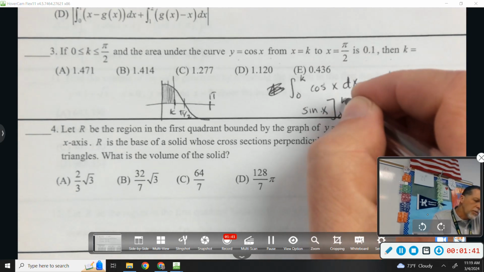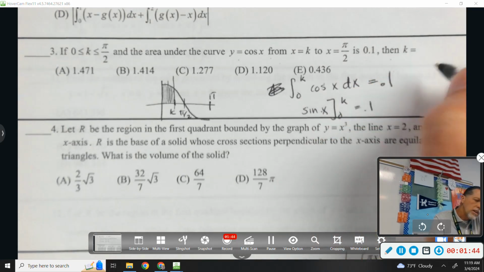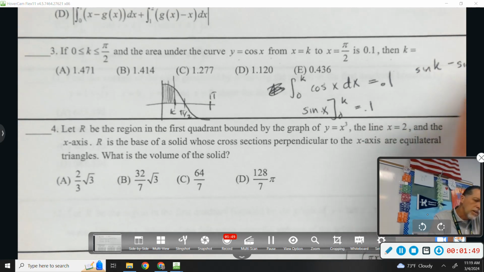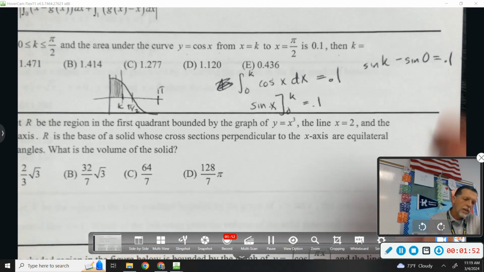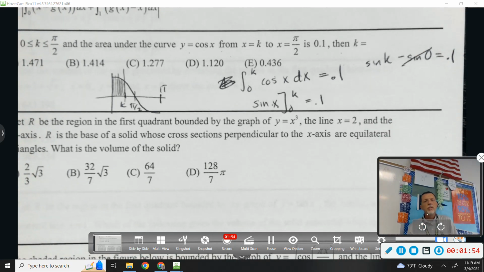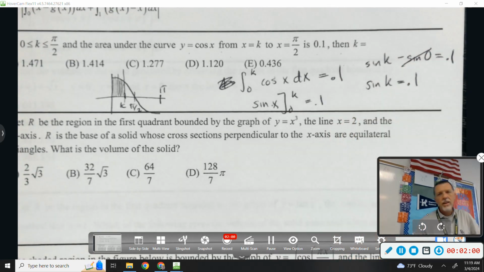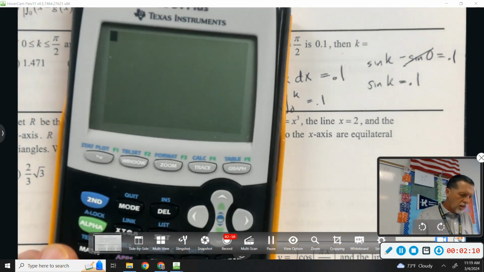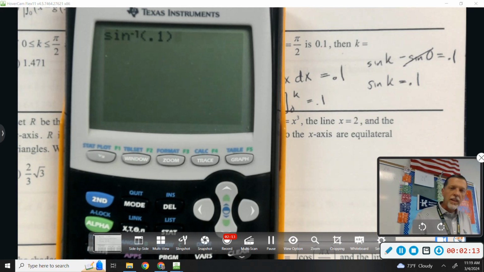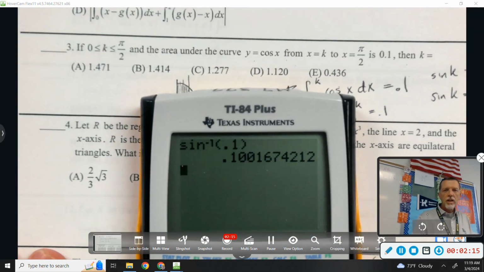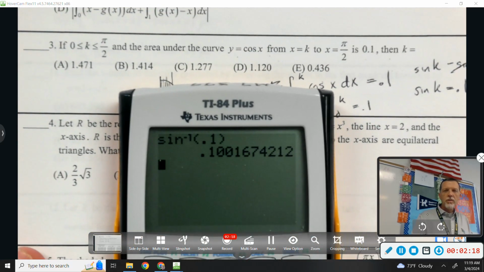So sine of x from 0 to k is equal to 0.1. That means sine of k minus sine of 0 is equal to 0.1. Sine of 0 is 0, so the sine of k is equal to 0.1. Okay, so how do I solve sine k equals 0.1? How do I undo a sine? Inverse. So I need to do inverse sine of 0.1 and hope that answer choice is there somewhere. It is not. So what did I do wrong?